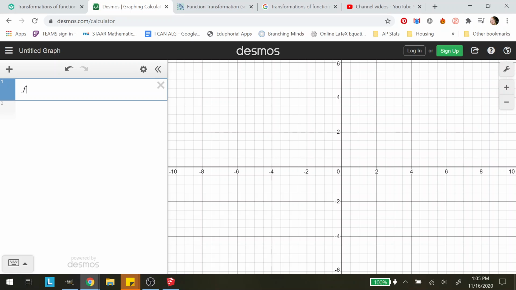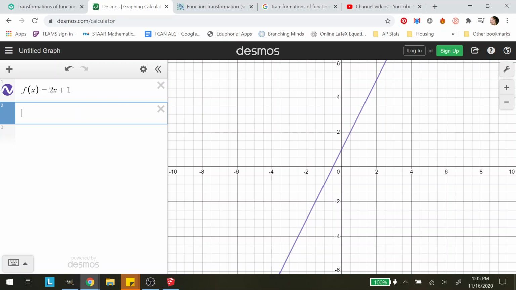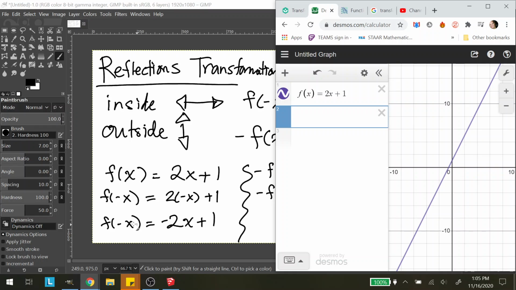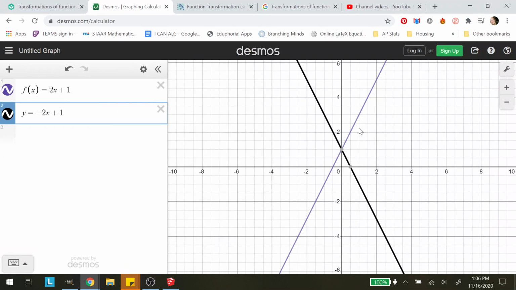Okay, so in Desmos, I'm going to label my function f of x, and our original function was 2x plus 1. Then our inverted equation was y equals negative 2x plus 1. Now you can see what I mean when I say that it flips over the vertical axis, so it's flipping sideways. It's flipping right over this axis right here. You can see it's the exact same, just flipped this way.